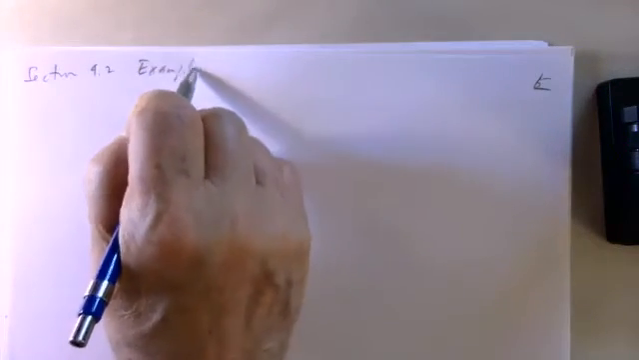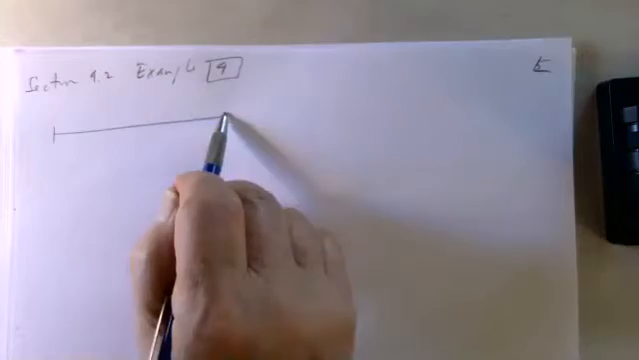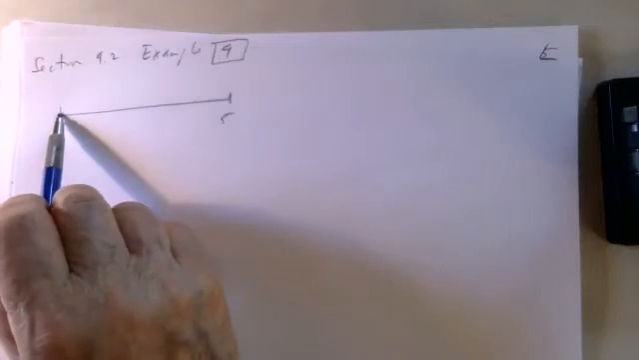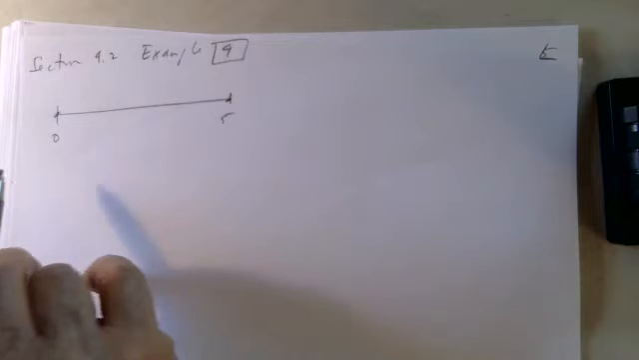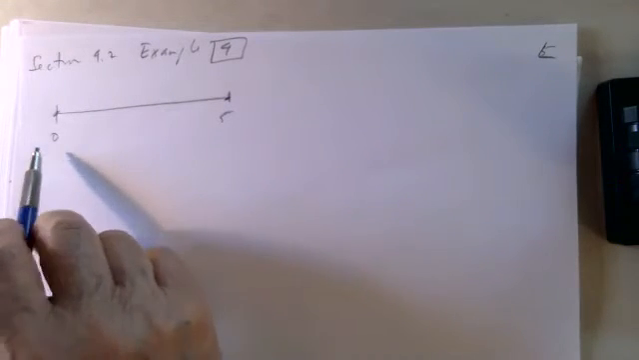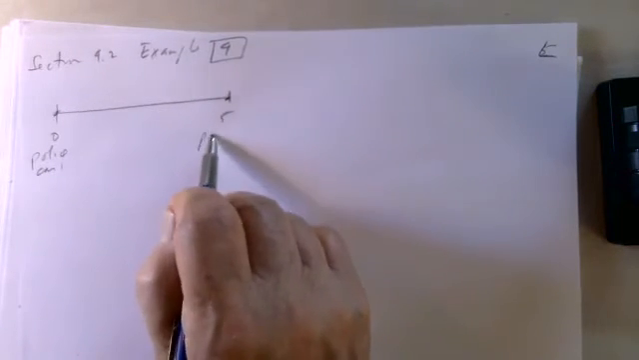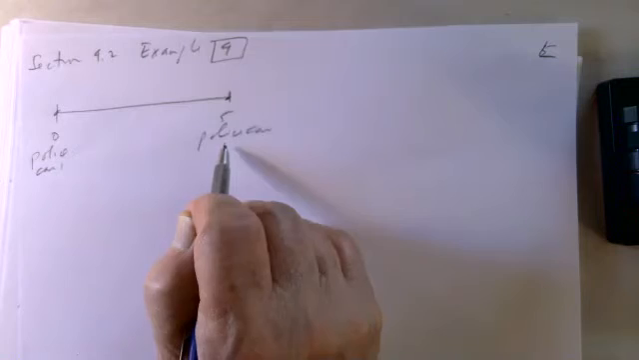This is in section 4.2, example 4. So it says there's a highway and 5 miles apart, there are 2 police cars. So there's a police car here, and 5 miles down the road, there's another police car. Police car 1, police car 2.